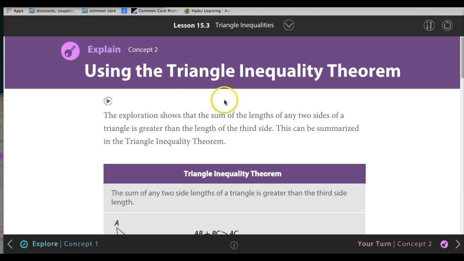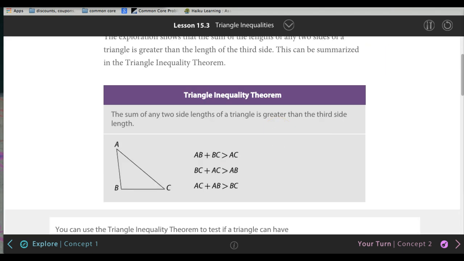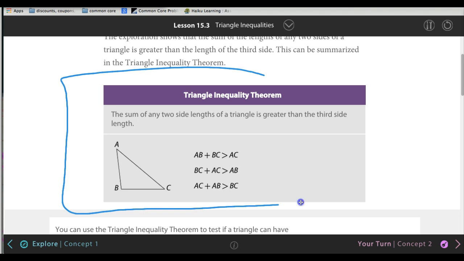So now we can go ahead and use the triangle inequality theorem because I just told you what that was, right? So there you go. This is another good thing that you might want to have in your notes or cheat sheet or something.